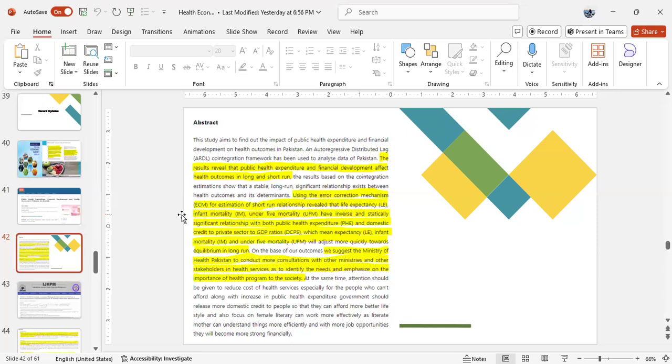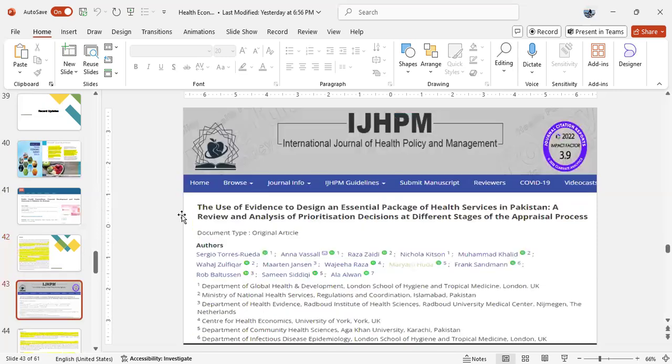We suggest the Ministry of Health Pakistan to conduct more consultations with other ministries and other stakeholders in health services so as to identify the needs and emphasize the importance of health programs to society.